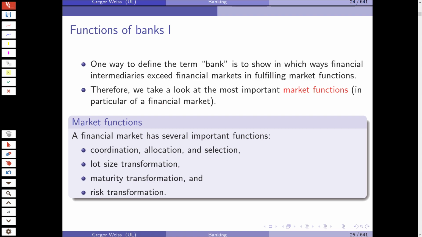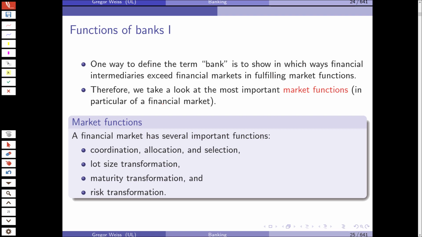At this point you could simply argue banks exist because they can coordinate people, they can allocate capital, they can select and unselect market participants, they can transform lot sizes, maturities, and risk. Practically, yes, that's why they exist. But theoretically, and we are still a university, this is not enough, because for every reason I've just given you, you can think about one counterexample that tells you, well, you could do without a bank.